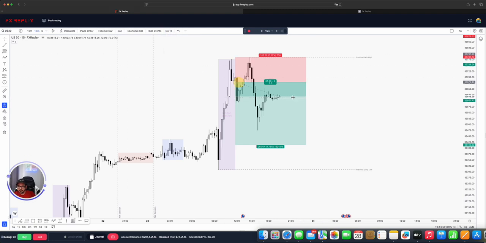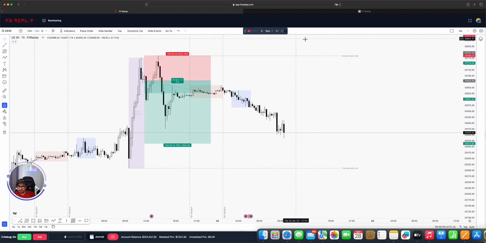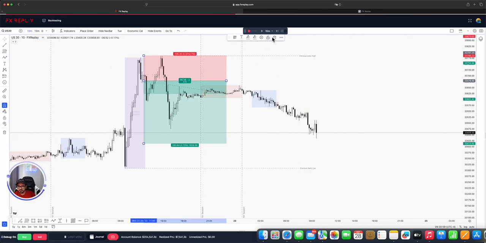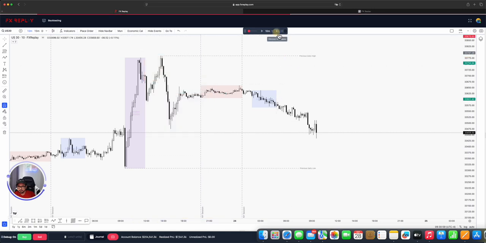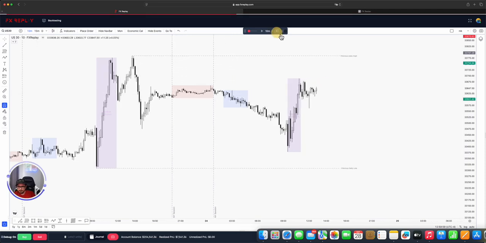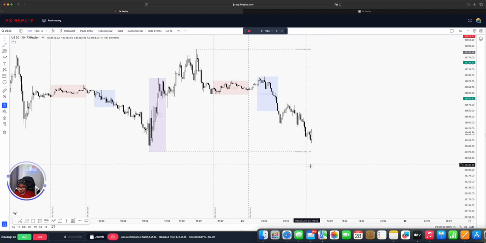Then we move to the next New York session, previous day low and previous day high. We move to M10 and we see what New York Stock Exchange does. It just chopped around in between, so we do nothing. Then we move to New York session again. This is previous day low and previous day high.